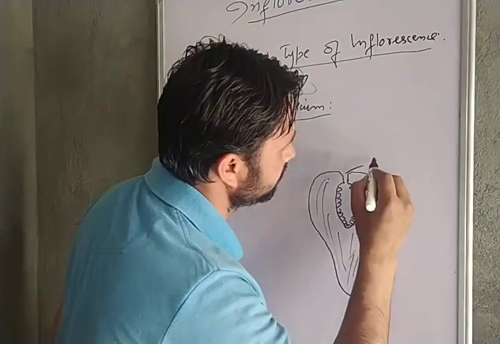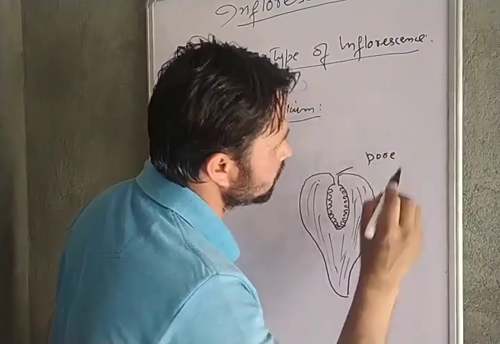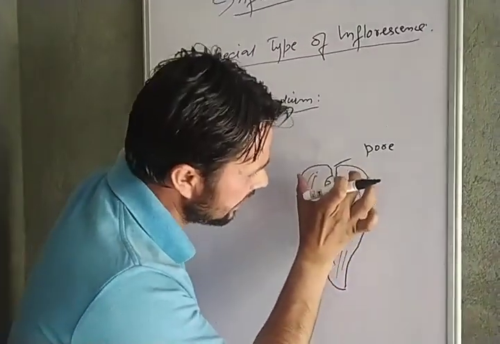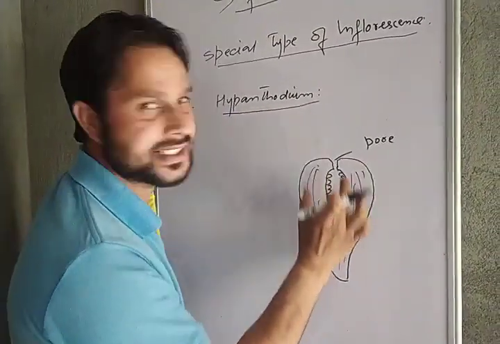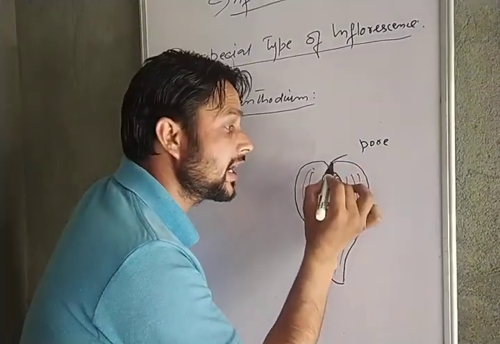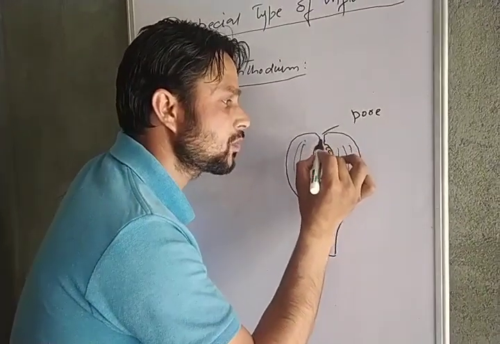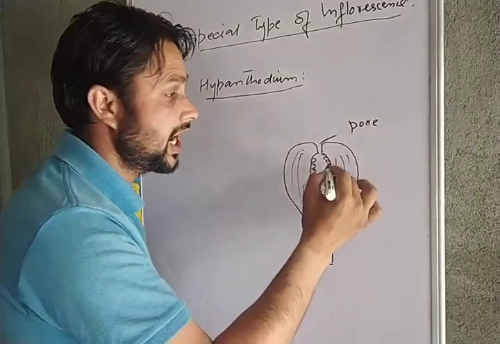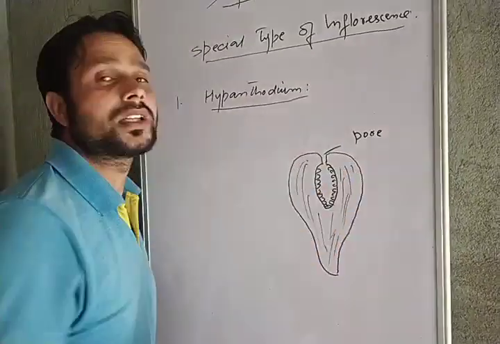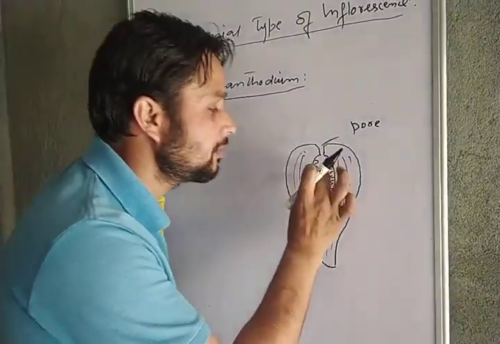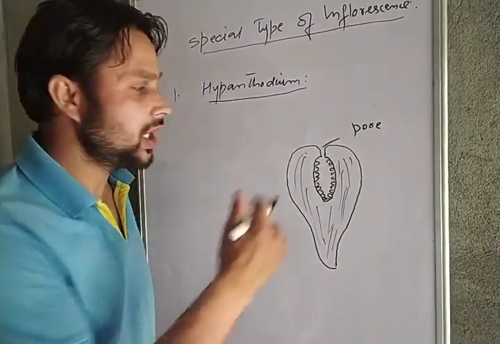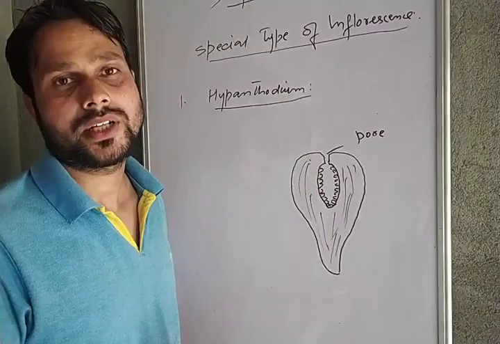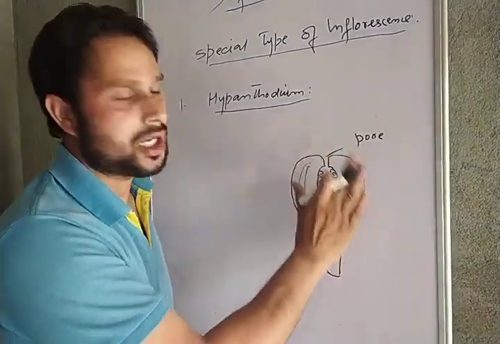This is the pore or ostiole. Okay, in this hypanthodium, it has a fleshy receptacle and has a pore. This pore gives rise to a hollow structure, and in this hollow structure both male and female flowers are present. Male flowers are towards the pore and female flowers are towards the base. Okay, this is a special type of inflorescence.